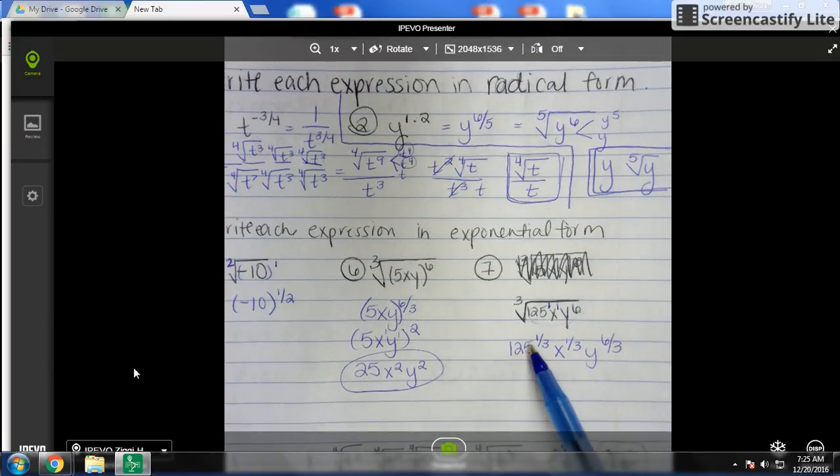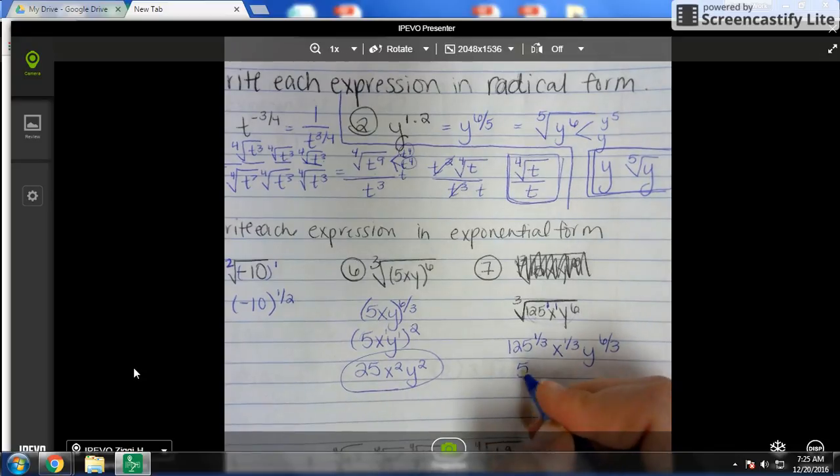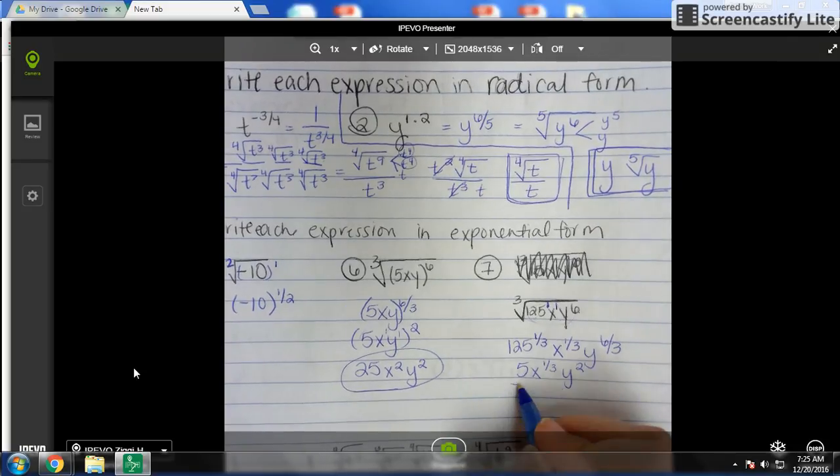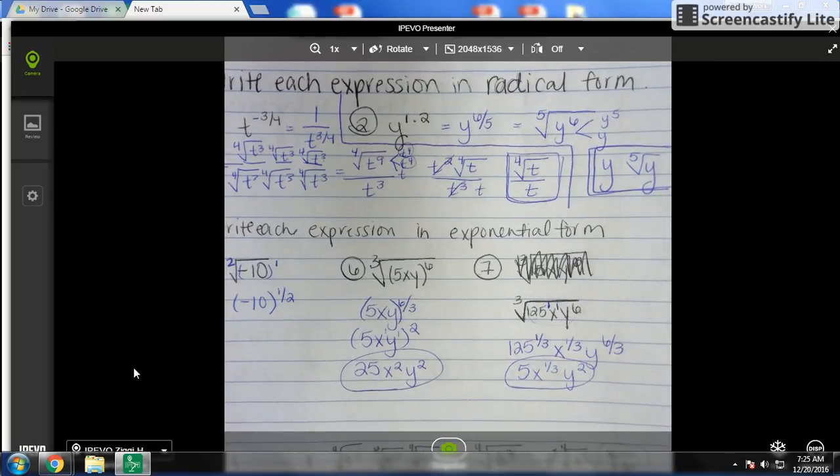And then we know 125 to the 1/3 is 5. X to the 1/3 we can't simplify. Y to the 6/3 would be y squared. And that would be your final answer there.